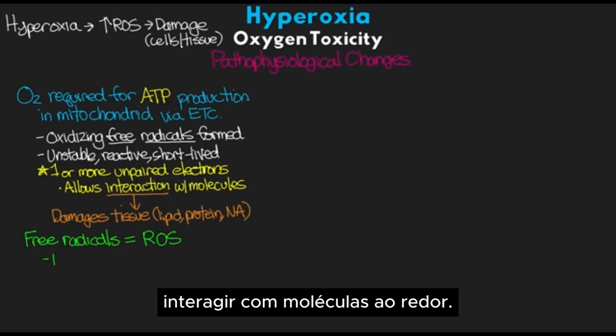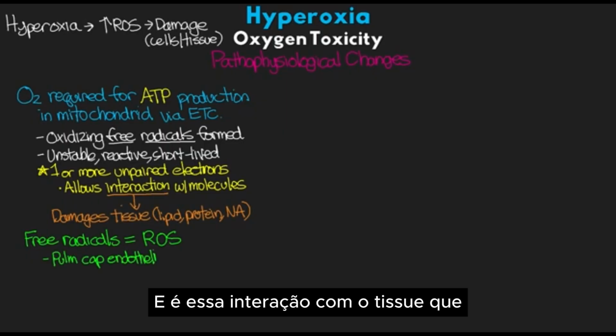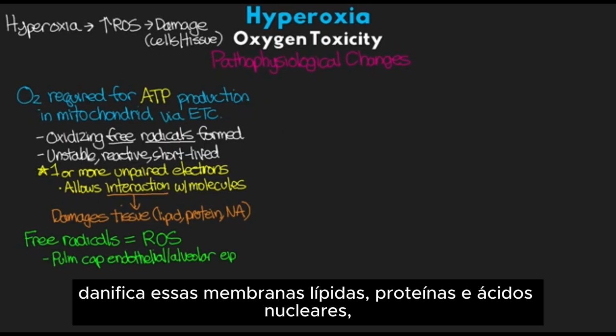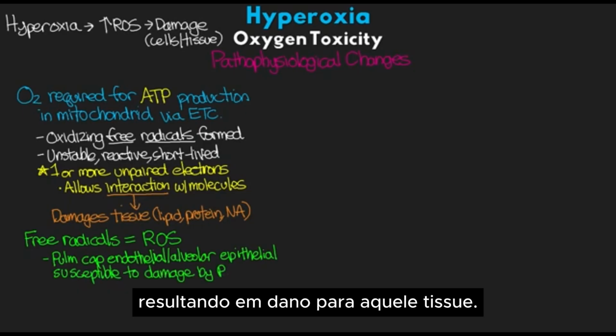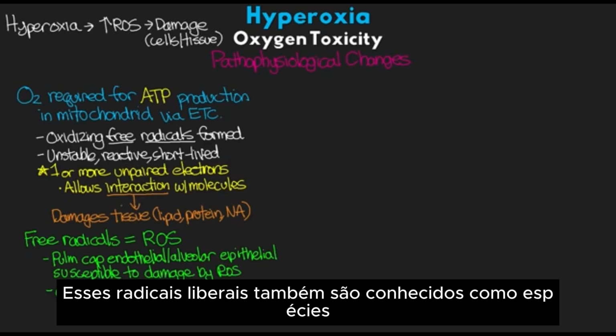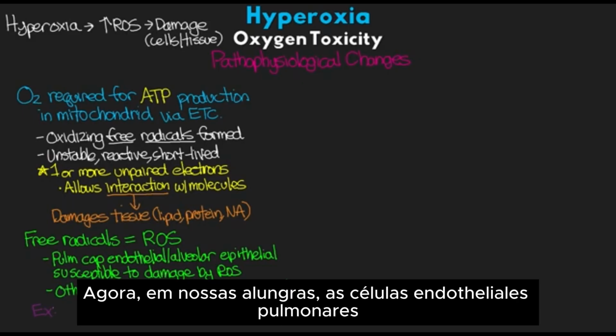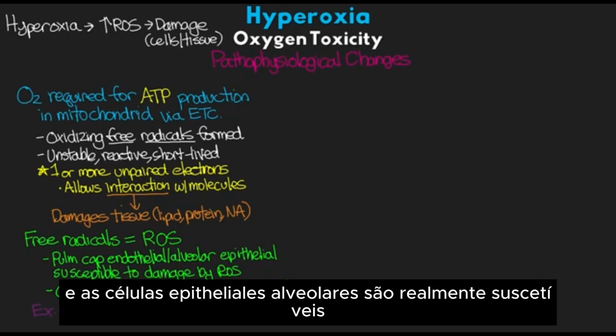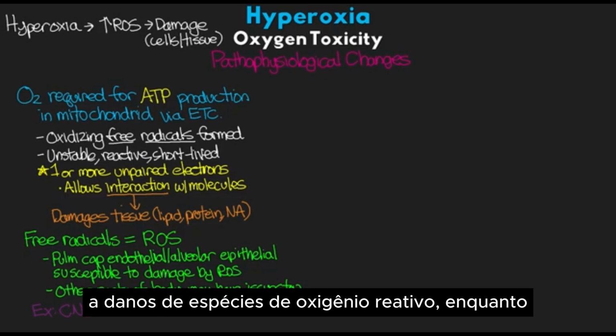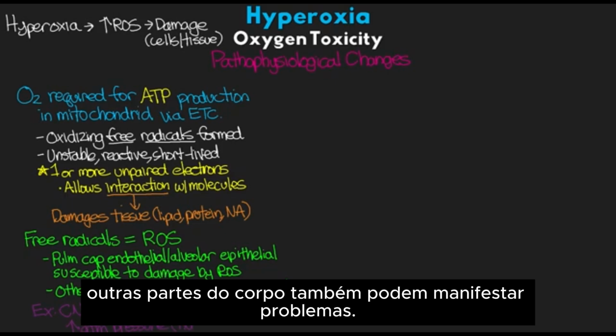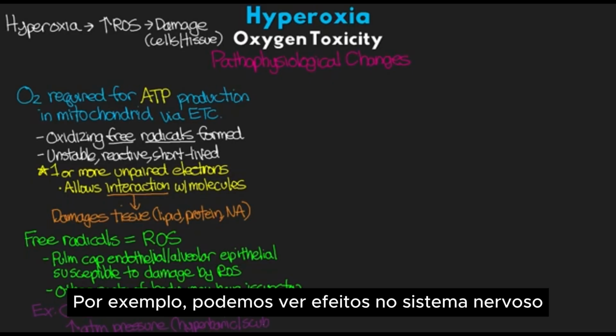Now, in our lungs, the pulmonary capillary endothelial cells, as well as the alveolar epithelial cells, are susceptible to damage by reactive oxygen species, while other parts of the body may also manifest issues. For example, we can see effects on the central nervous system, with the most severe effects leading to seizure and coma, but this is typically the result when we're delivering oxygen at higher atmospheric pressures, such as in hyperbaric oxygen therapy, or you can think of it with scuba divers.